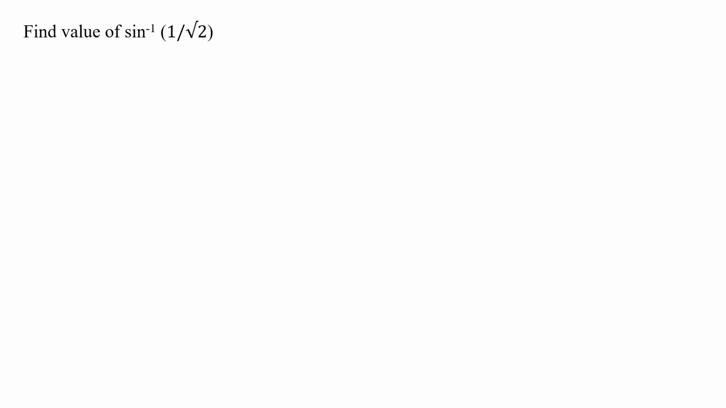Find the value of sine inverse 1 by root 2. Now, we should let the value be theta. So to find theta, theta is equal to sine inverse 1 by root 2. Sine theta is therefore 1 by root 2. We know that sine 45 is 1 by root 2. So theta is equal to 45 degrees.